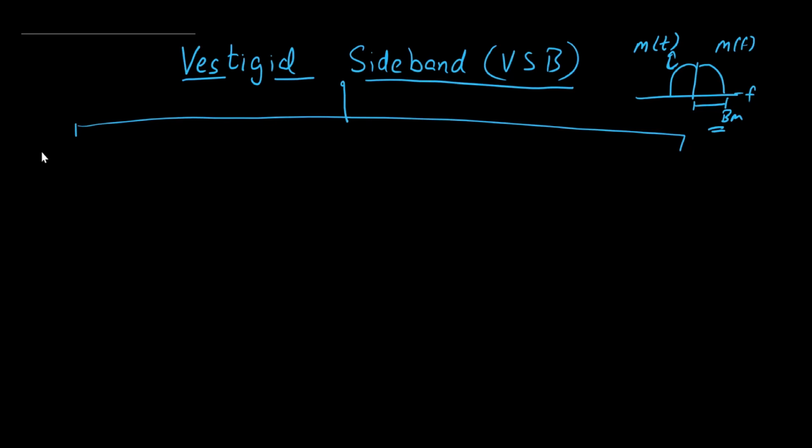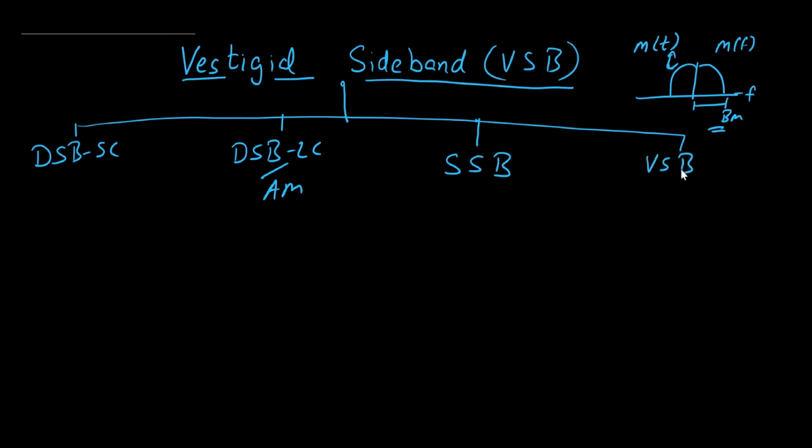In the AM schemes we have double sideband suppressed carrier, then double sideband with large carrier, also called AM, and then we have single sideband. In today's lecture we have vestigial sideband, VSB. SSB and VSB come both with carrier and without carrier, so we can have SSB and VSB with or without carrier.